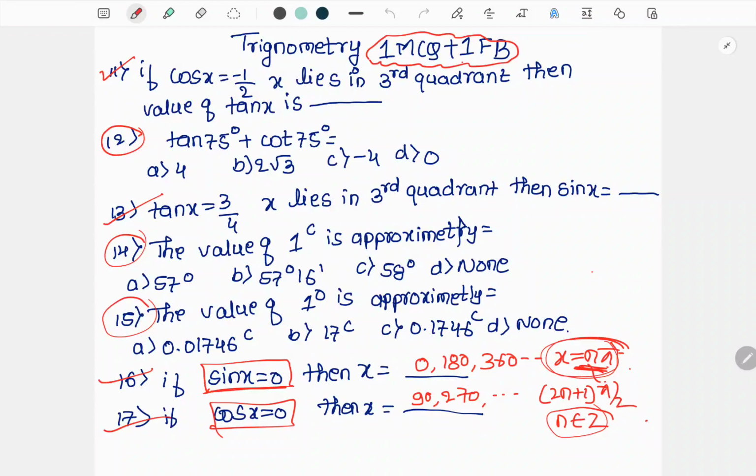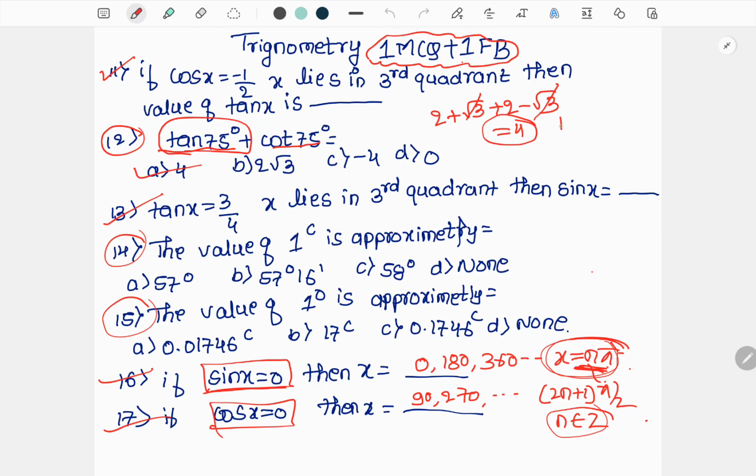So now coming to question number 12. What is tan 75 plus cot 75? See, the tan 75 value is 2 plus root 3, and the cot 75 value is, here I will write plus, 2 minus root 3. So the root 3 cancels, you will get 4 as the answer. You may ask, sir, how to calculate tan 75? Then how to calculate cot 75?